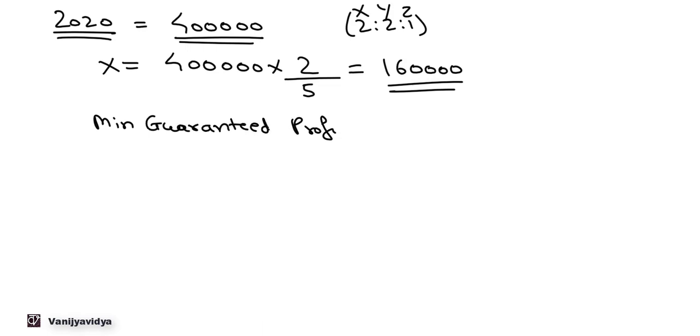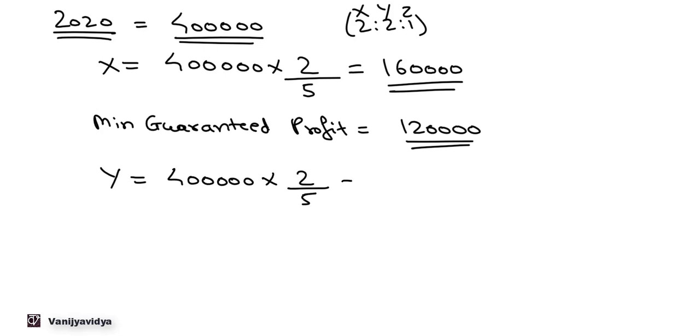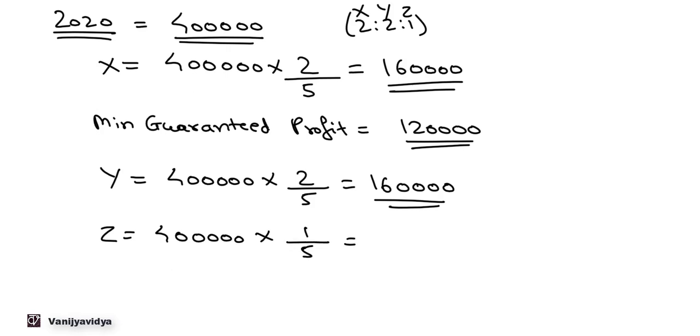What was the minimum guaranteed profit? Minimum guaranteed profit was 1,20,000. So 1,60,000 is already greater than 1,20,000. So there is no deficiency, so nothing will be shared by Y and Z. So what will be the profit sharing of Y? 4 lakh into 2 by 5, 1,60,000, and Z will be 4 lakh into 1 by 5, 80,000.